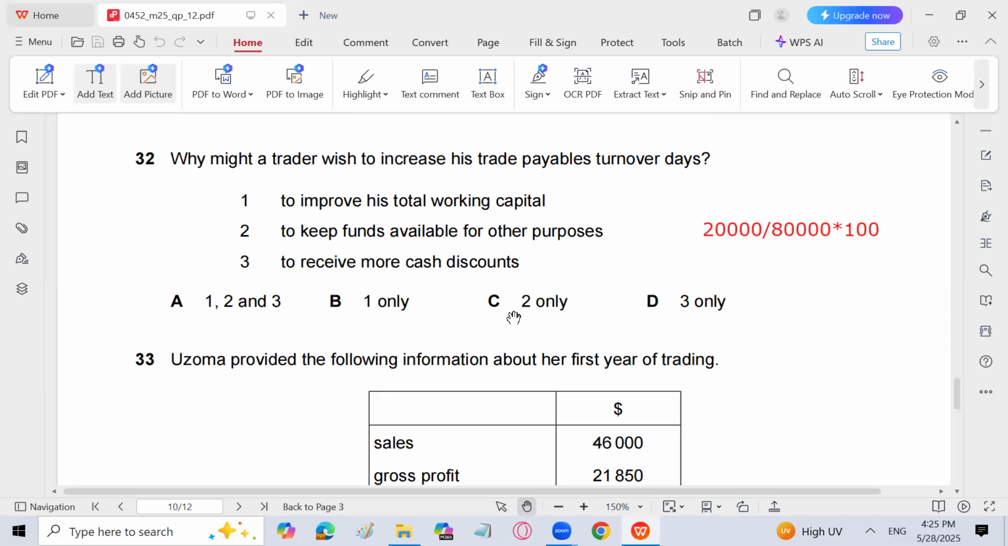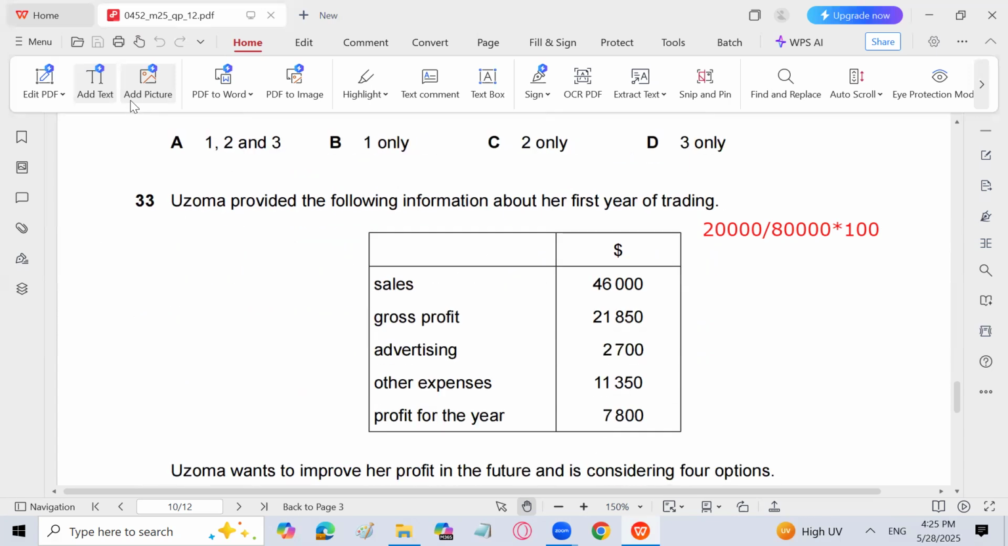So when trade payable turnover increases, it means that you want to keep cash with you. And why do you keep cash with you? So that you can use it for some other purposes. So C is the answer.